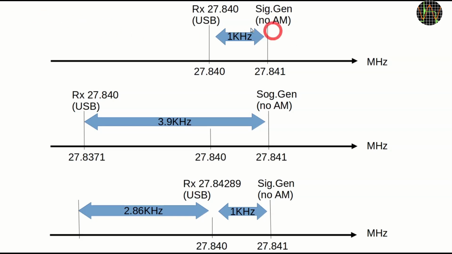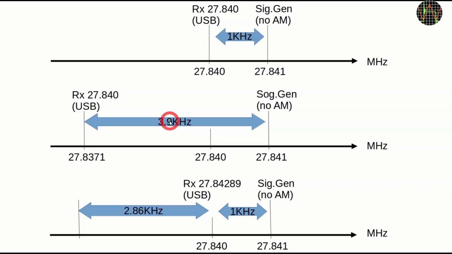I can simulate a transmitter at 27.840 with an upper sideband transmission of 1 kHz by sending an unmodulated carrier at 27.841. A correctly tuned receiver on 27.840 MHz in USB mode will therefore produce a beat frequency of 1 kHz, which you hear as a tone. In my radio, it turns out that the beat frequency is about 3.9 kHz instead. This means, although the radio display shows that it's tuned to 27.840 MHz, it's in reality receiving on 27.8371 MHz, which results in the observed tone.